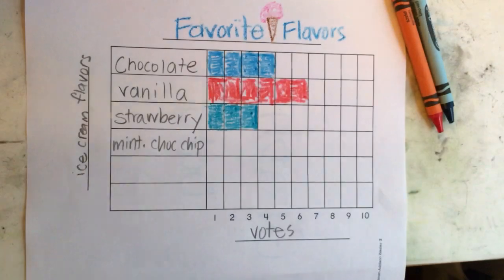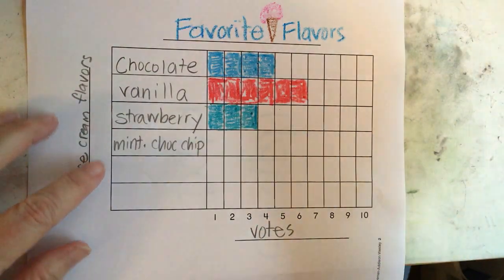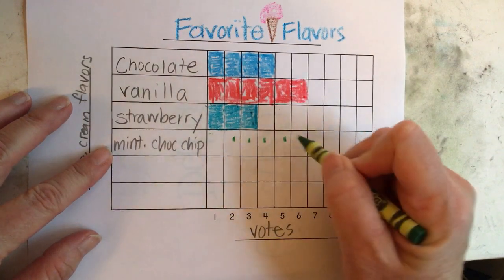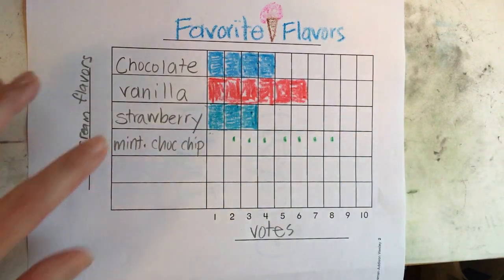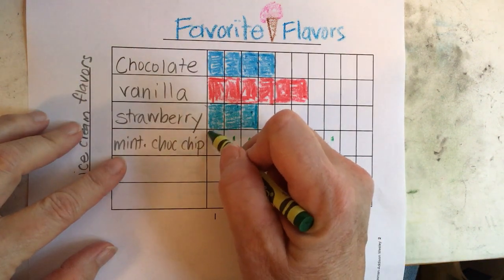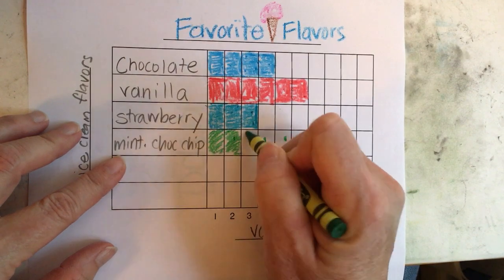And then how many votes for mint chocolate chip? 8. Okay. Here's a color I haven't used. 1, 2, 3, 4, 5, 6, 7, 8. Why do you think I did those little marks? Yep, that helps me keep track of how many boxes I'm going to color in.